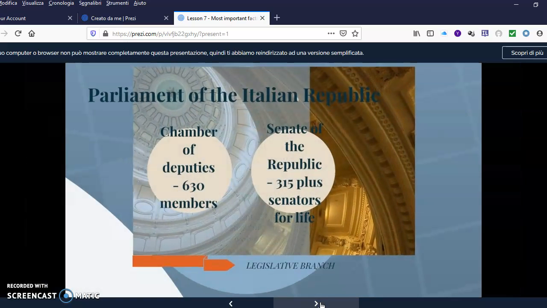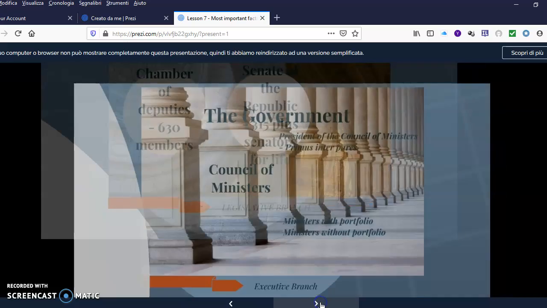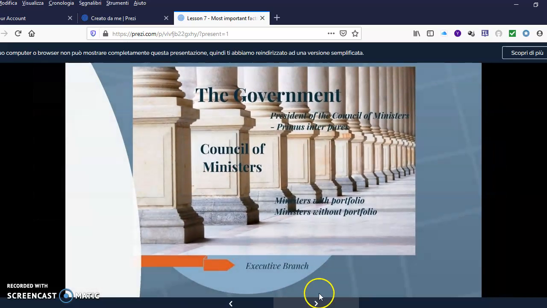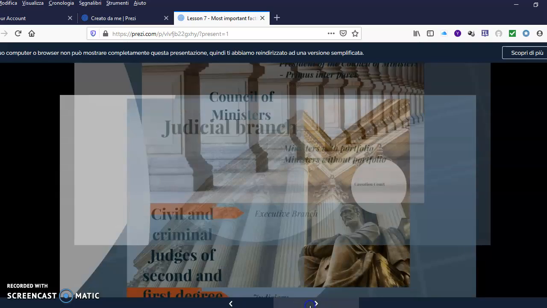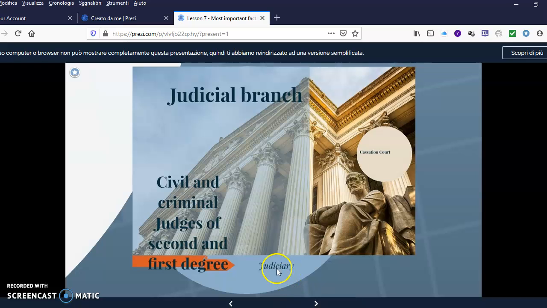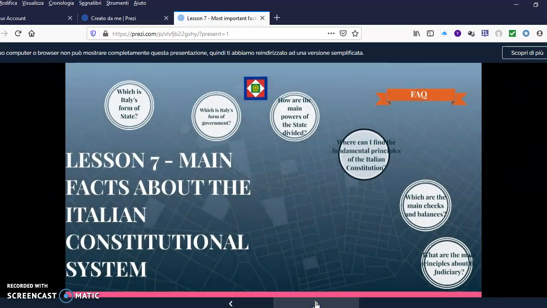Legislative branch, we have a perfect bicameralism, we said, two chambers doing the same things: Chamber of Deputies and Senate of the Republic. We have a government, which is a complex organ: Council of Ministers, President of the Council of Ministers, ministers with and without portfolio. We have a judiciary: civil and criminal judges, administrative judges, judges of third and second degree, the cassation court. This is all the judicial branch.